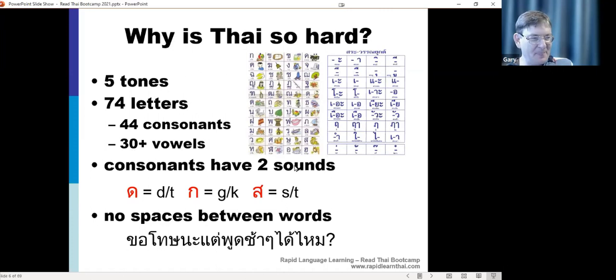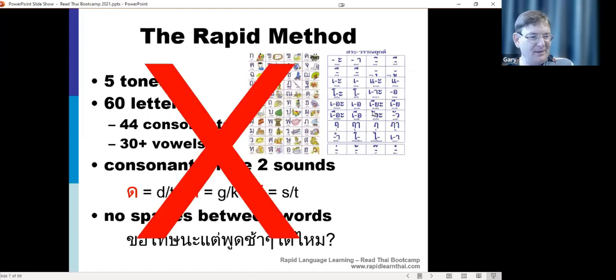And then the way it's taught conventionally is that consonants are supposed to have 2 sounds, what they call an initial sound and a final sound. Apparently, this letter, when you start, is a D sound. But if it appears at the end of a word, it's a T sound. And when you read whole sentences, there's no spaces. So how do you separate out the words? This is kind of all wrong.